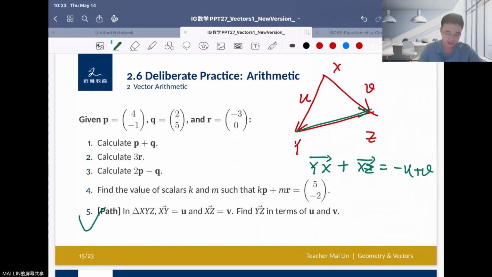So that's the total exercise here. I hope you can understand how to do addition and subtraction and how to use a scalar product right here. Okay, so that's our lesson for today.